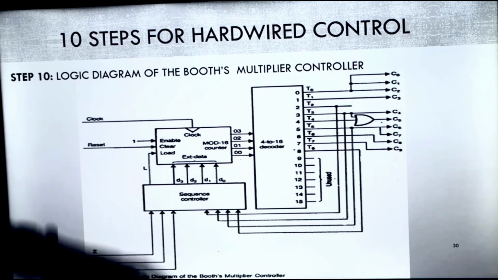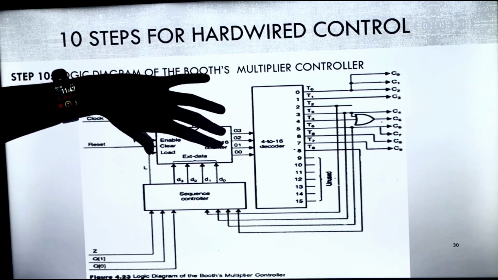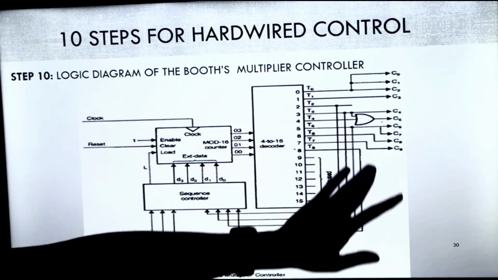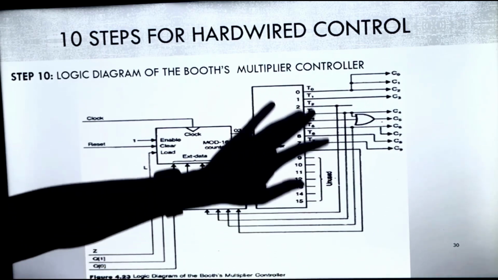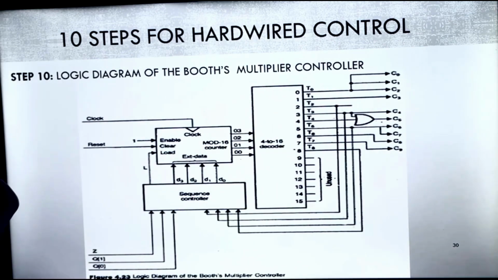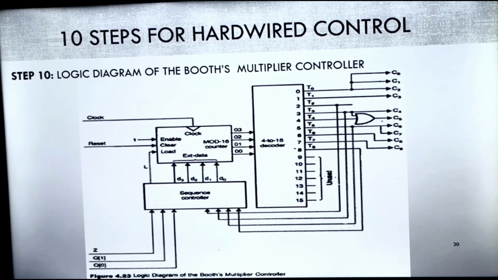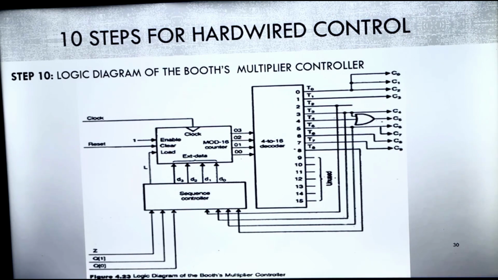This is clear for you now. The mode 16 counter is clear for you now. The 4 to 16 decoder is clear for you now. And how these signals are arranged irrespective of all these states, I think it's clear for you now. The next step will make it even more clear how it works.